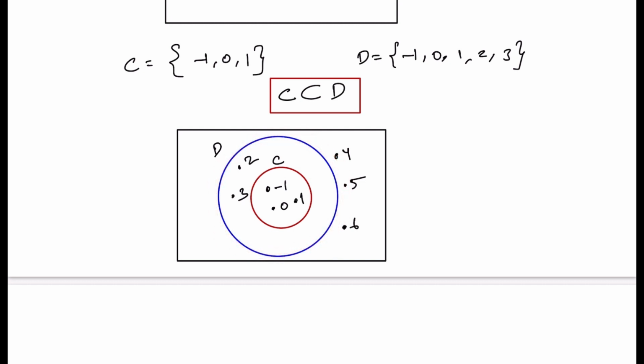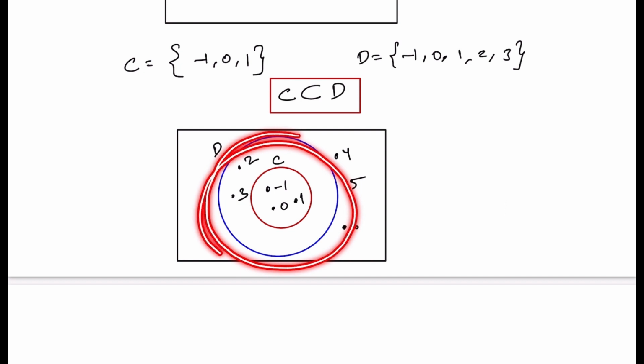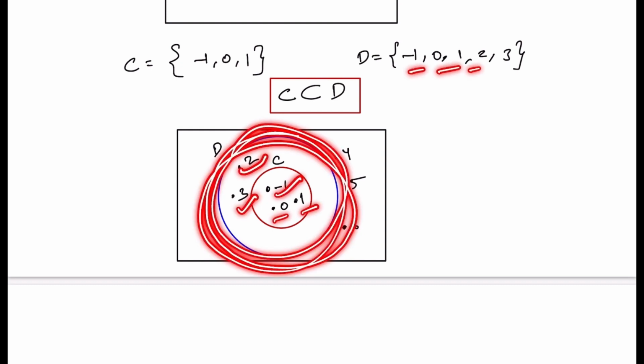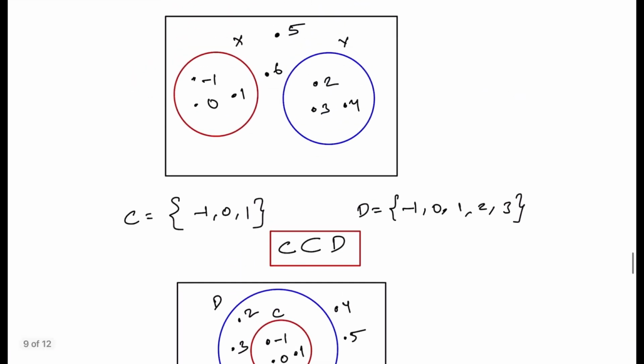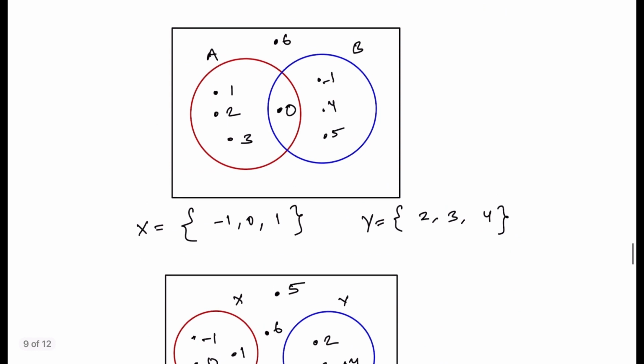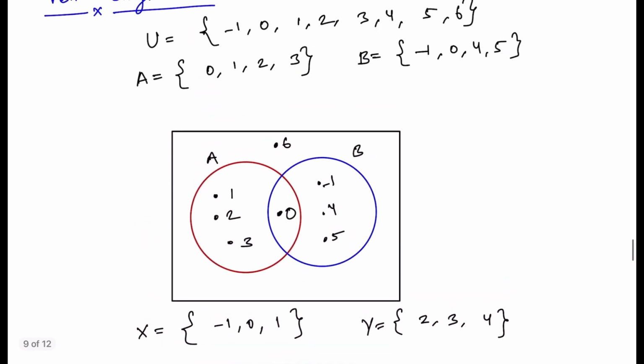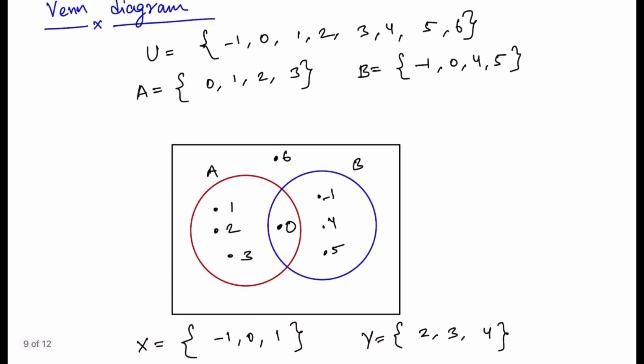Okay, now if you check here properly, this is the region of D. Now which elements are inside D? 2, 3, -1, 0, 1, that is -1, 0, 1, 2, 3. Correct. This is the region of C, and inside it there is -1, 0, 1. And what are the remaining elements that do not belong to C and D? 4, 5 and 6. Okay, these are the three cases that you will most probably encounter in a problem.